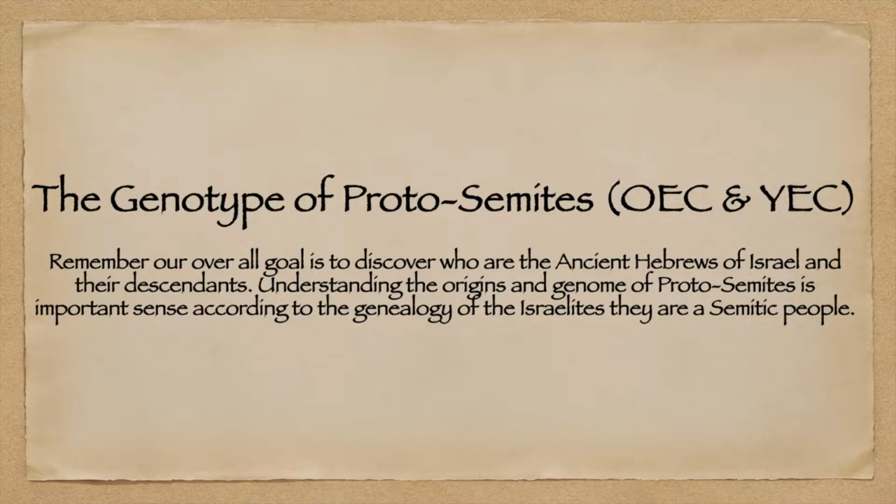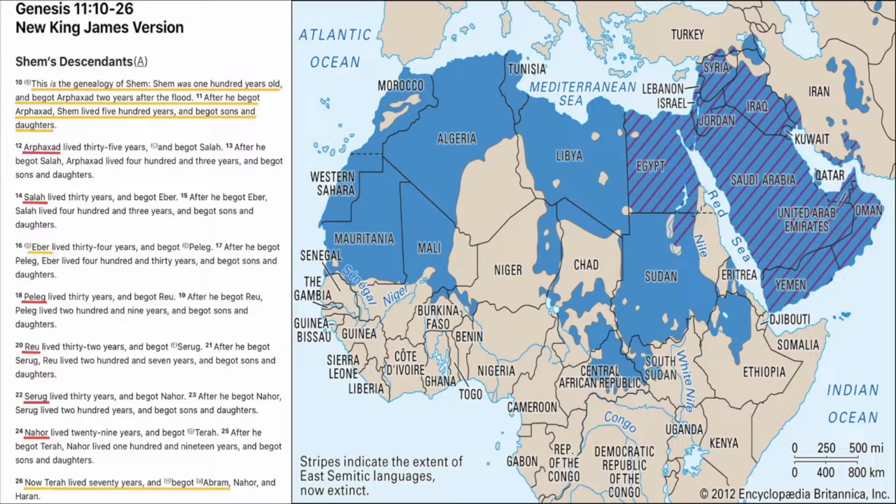Remember, our overall goal is to discover who the ancient Hebrews of Israel and their descendants are. Understanding the origins and genome of Proto-Semites is important since, according to the genealogy of Israel, they are a Semitic people. So, Genesis chapter 11, verse 10 through 26 says, "This is the genealogy of Shem. Shem was 100 years old and begot Arphaxad 2 years after the flood. After he begot Arphaxad, Shem lived 500 years and begot sons and daughters."